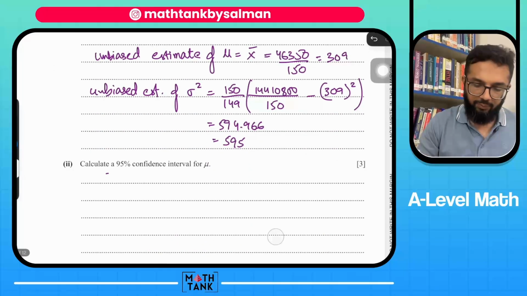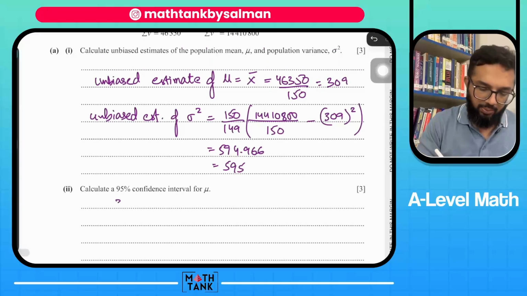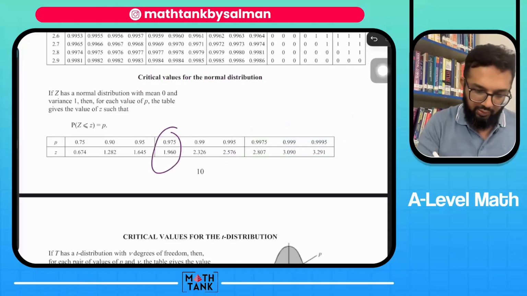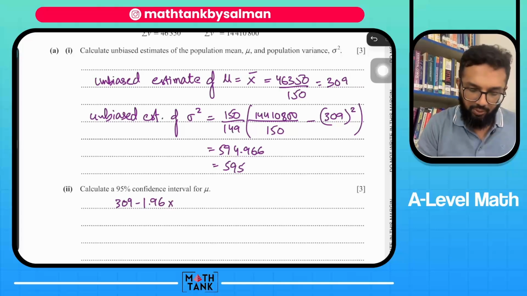Calculate a 95% confidence interval. 95% confidence interval would be x bar minus z value, 97.5. So 97.5 is 1.96. 1.96 into sigma, which is root of 594.966 over root of 150. Okay, mu, and then the same thing again, just with a plus sign.